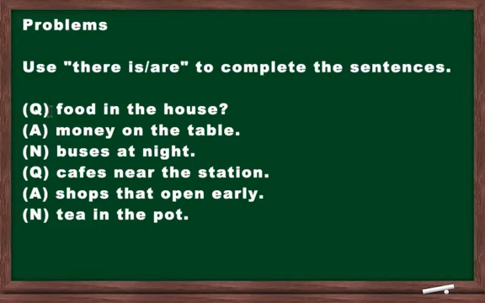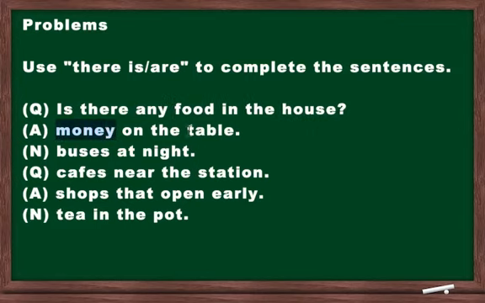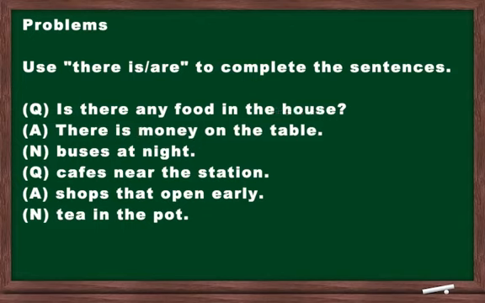Now the first one we have is a question. So how would we make this? Food, let's see, food, that is non-count. So if it's non-count, is there any food in the house? Okay, next one. Money. Money on the table. So money is non-count. So it would be there is some money on the table. Because it's affirmative, so we use some.